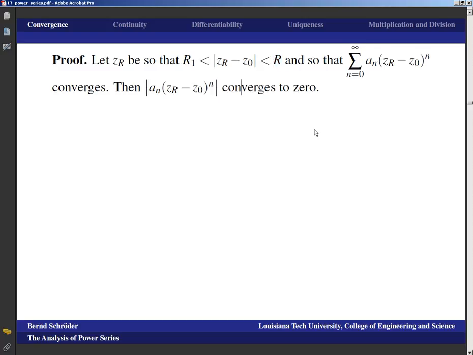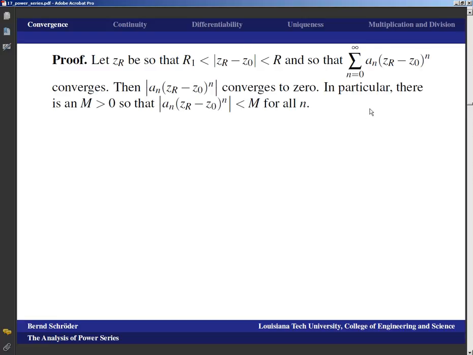Then I have that this converges, and of course now if a series converges, we know that the sequence of the terms goes to 0, and that means in particular there is a capital M greater than 0, so that |a_n (z_r minus z0)^n| is smaller than M for all n. Remember, this stuff goes to 0, which means on a tail it's all smaller than epsilon to begin with in absolute values, and for the first n values you just pick the largest one and you have an upper bound.